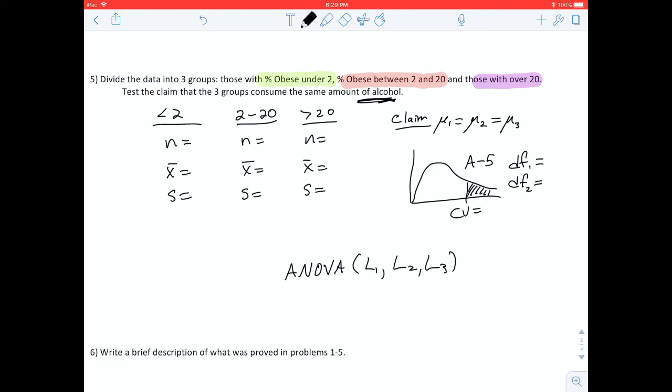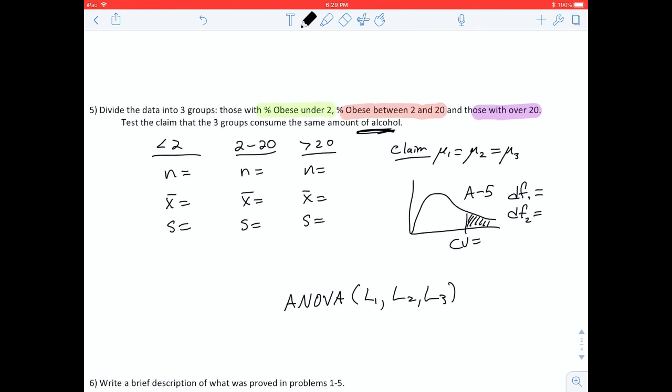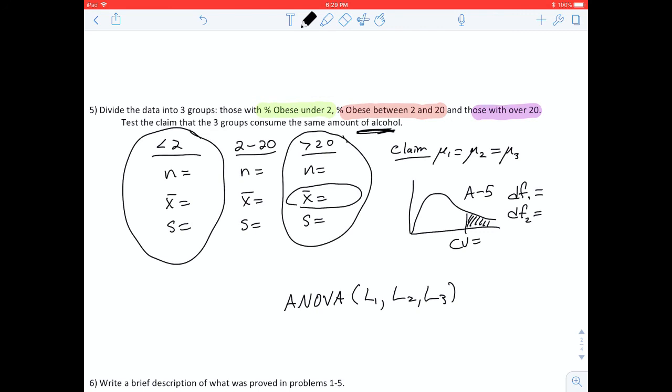Okay, then a brief description of what was proved. So, for example, in this one, I would assume that you would get reject. They are not the same. And most likely, these people would have the highest alcohol consumption. So if a country is very, very poor, then most likely they're going to have very little obesity. So that would be most likely these countries. And if they can't afford food, then most likely they can't afford alcohol. Where the richer countries like Germany, the United States, Italy, France, they can afford a lot of food, there's more obesity, and then people can afford to buy more alcohol.